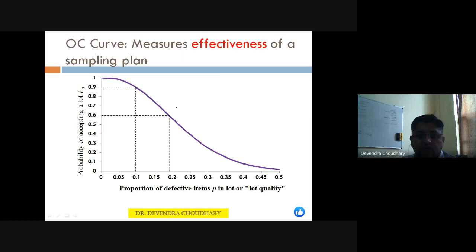The curve should be able to accept a very good quality lot. When fraction defectives are low, there should be a very high probability of accepting the entire lot. And when the lot quality is poor, or when the proportion of defectives in the lot is high, then the probability of accepting such a bad quality lot should be low.